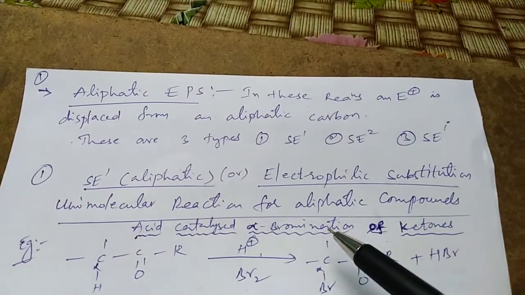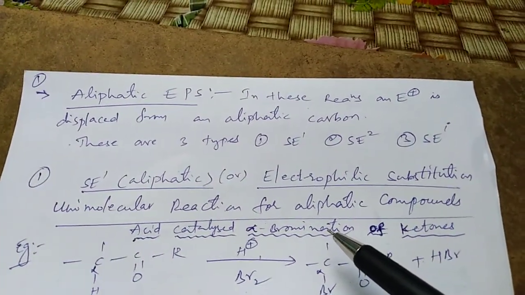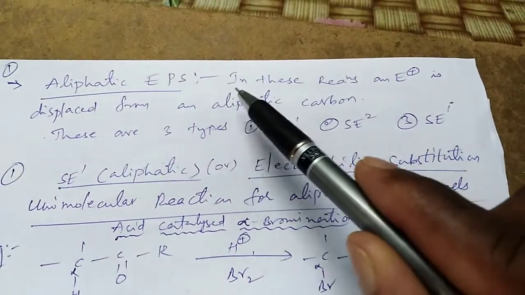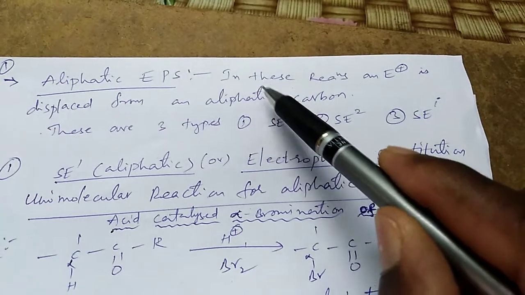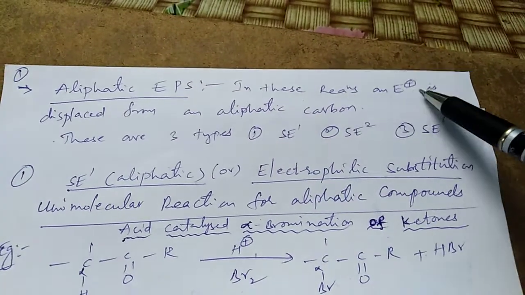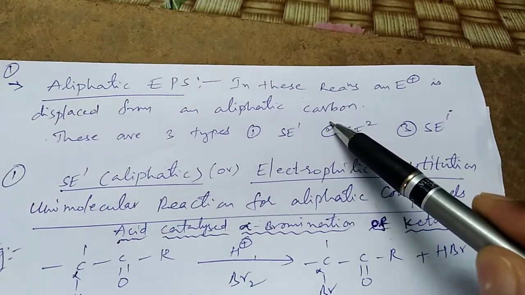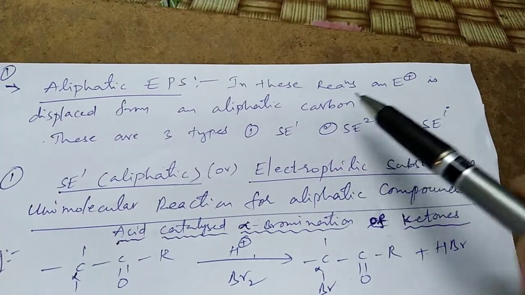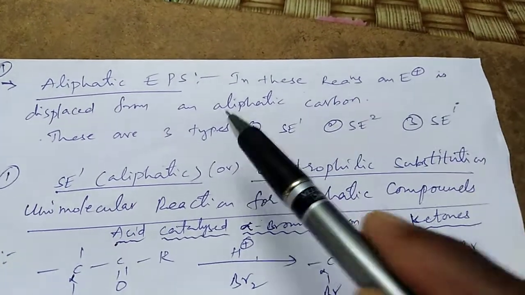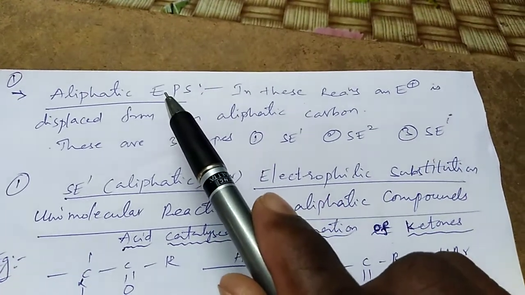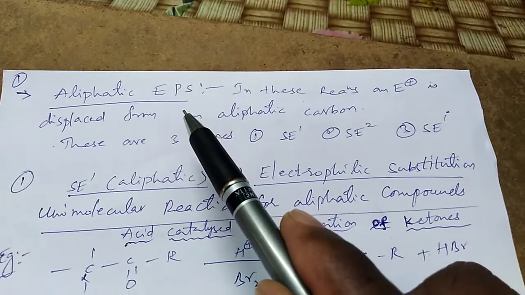Next topic from the reaction mechanism is aliphatic electrophilic substitution reaction. The definition is, in these reactions an electrophile is displaced from an aliphatic carbon, or in other words, one electrophile is substituted by another electrophile is called electrophilic substitution reaction.